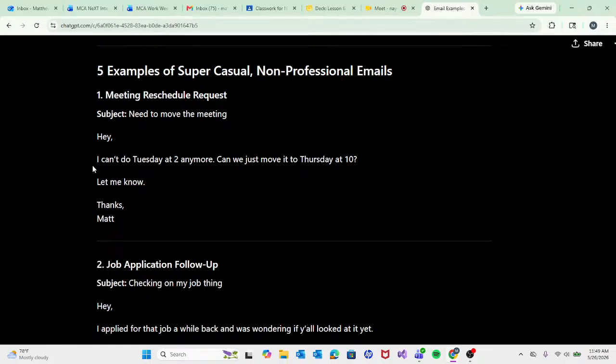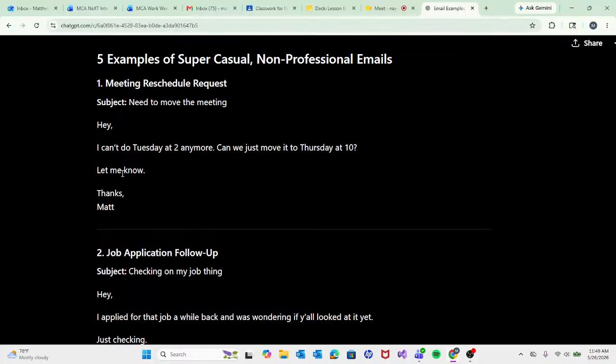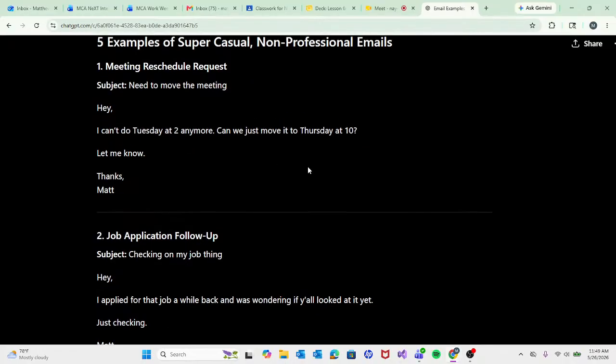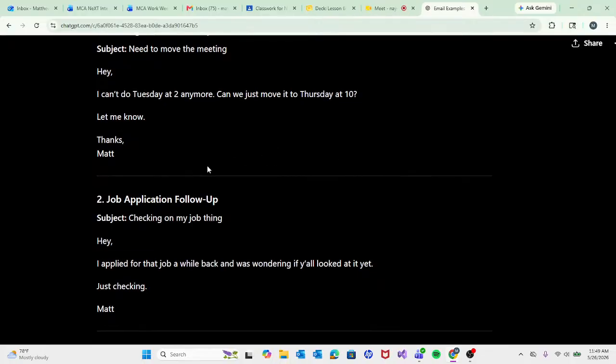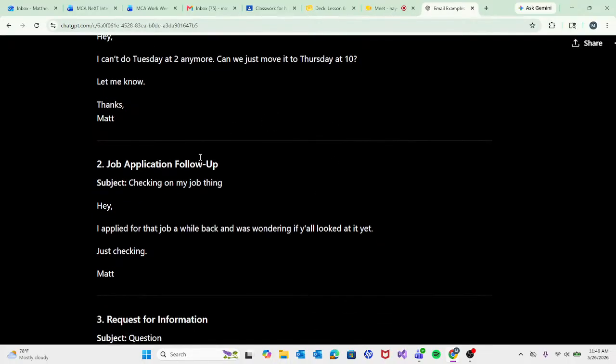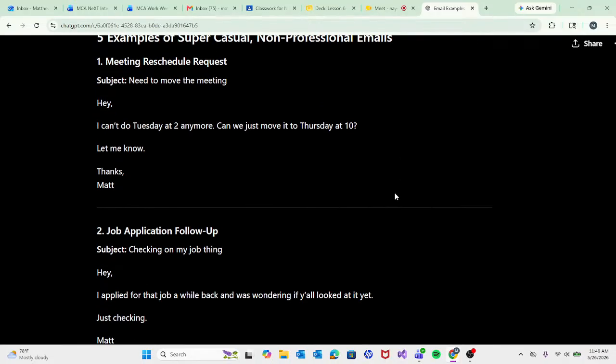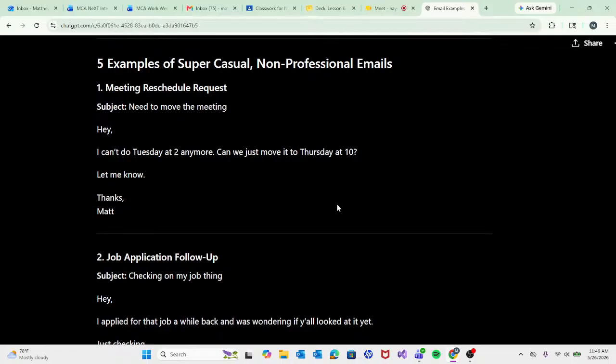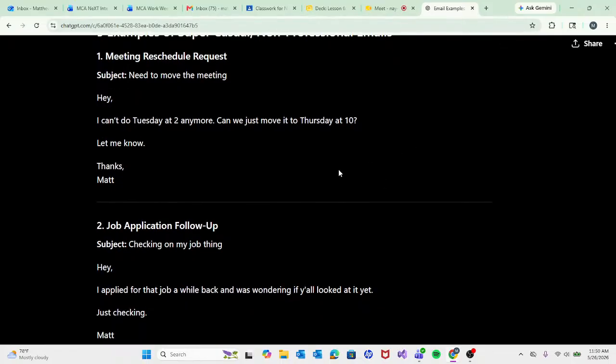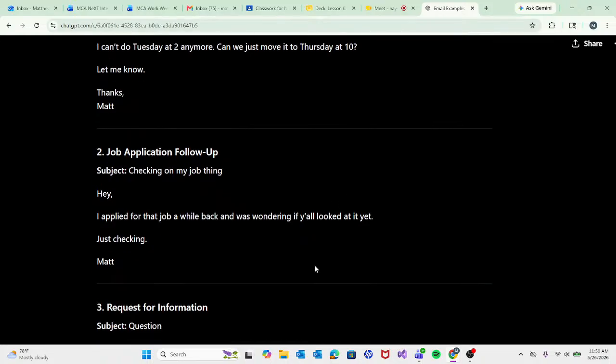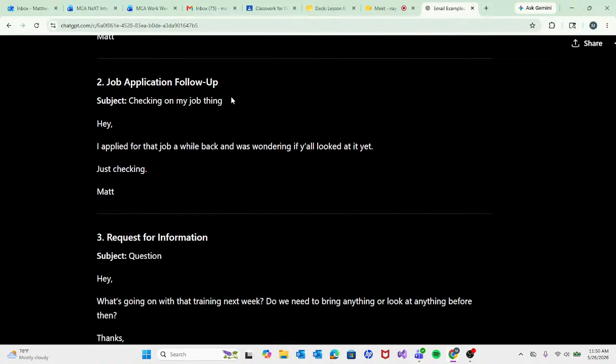The contraction, usually you write out words in a professional email. I cannot do Tuesday at 2 anymore, rather than saying PM. Needing to show that you acknowledge that it could be inconvenient and including an apology in asking the person to move a meeting. Okay. Let me know seems very informal. Thanks. Okay. When you're getting somebody to go above and beyond here and moving the meeting when it could be inconvenient to them, they might want something a little more than that.